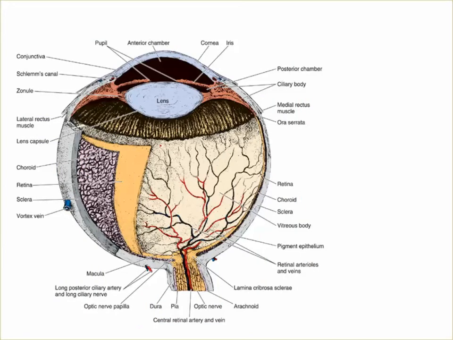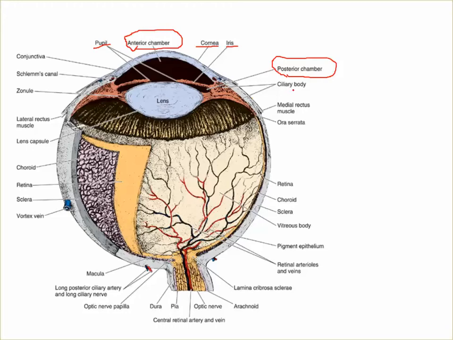Here again we can see the different parts. This is the anterior-most cornea. Just behind the cornea we have the iris. Between the cornea and the iris is the anterior chamber, which contains aqueous humor. The opening in the iris is called the pupil. Between the iris and the lens is the posterior chamber, which also contains aqueous humor.